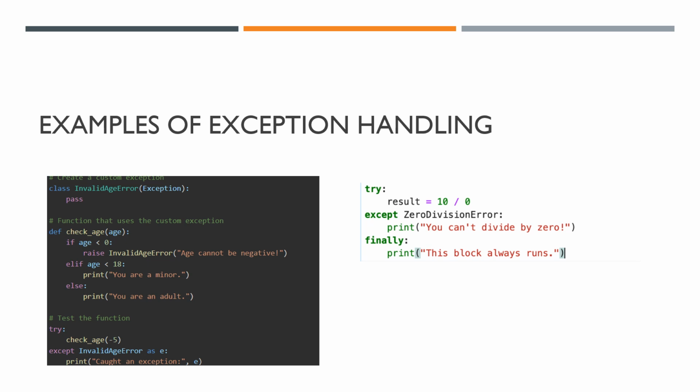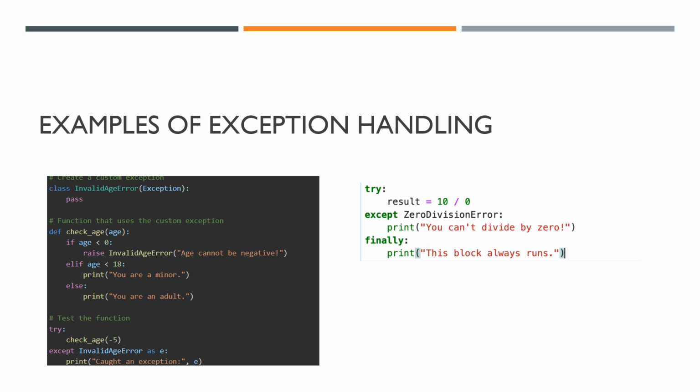And then we test this function inside a try block using an invalid input, -5. Since that triggers a custom exception, Python skips the rest of the function and jumps to the except block, where we catch the error and print a custom message. This shows how you can build more descriptive and application-specific error handling into your Python programs.